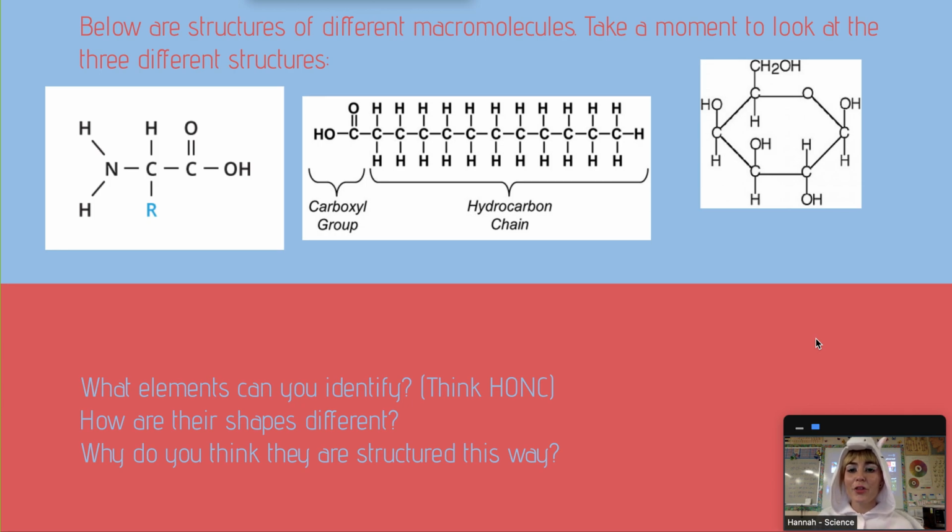So below are three different structures of three different types of macromolecules. Take a moment to look at these and then I want you to pause and consider these questions here. What elements can you identify? From hydrogen, oxygen, nitrogen, carbon, where do we see those in these macromolecules? How are their shapes different? How is the first one different from the middle, different from this one? They have very clearly different shapes.